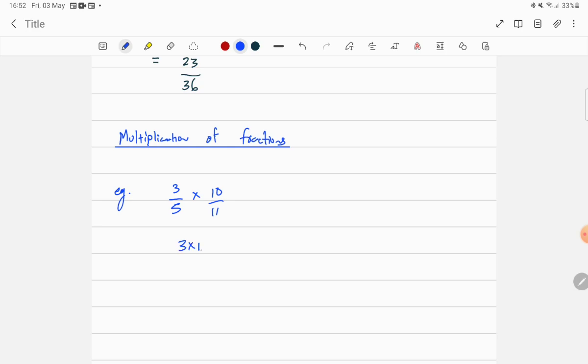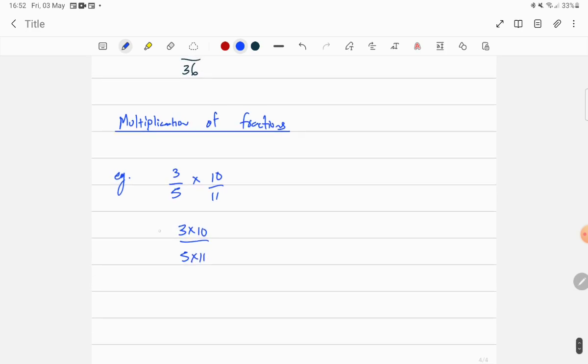It's just 3 times 10 at the top and 5 times 11 at the bottom, and then you would essentially get 30 over 55. And then to get this in its simplest form, we can just divide the top by 5, divide the bottom by 5, and we would get 6 over 11. So that's a nice, quick, easy way when it comes to multiplication of fractions.